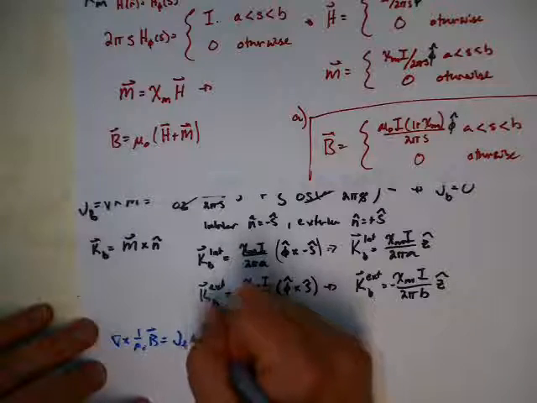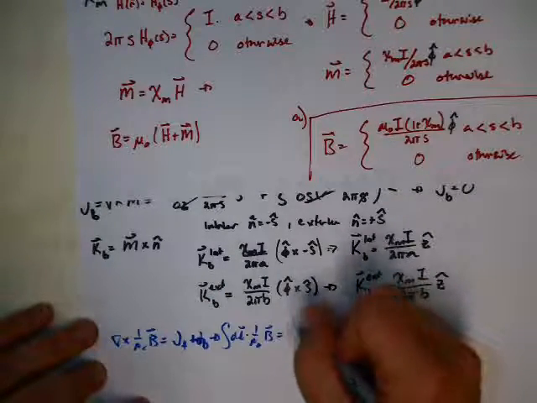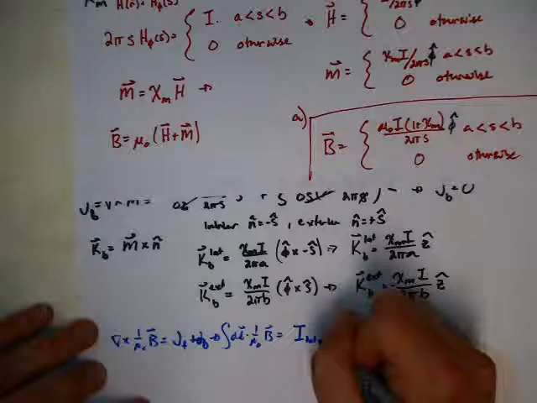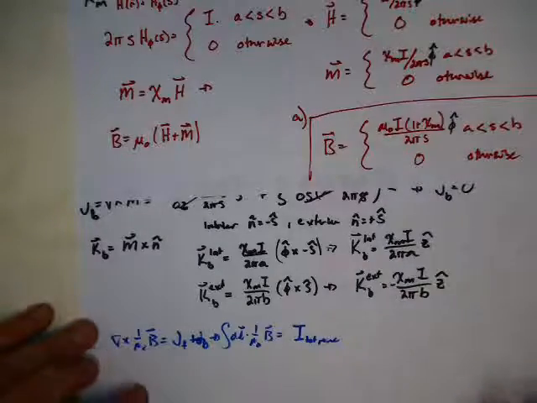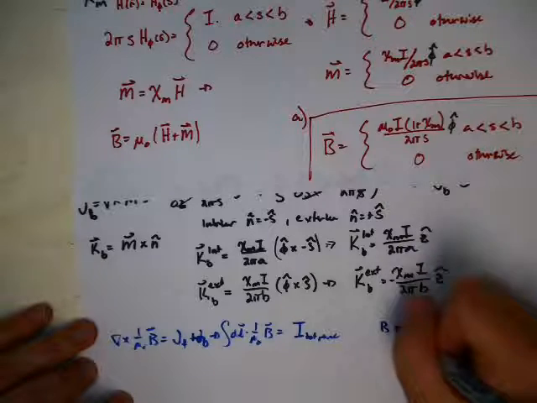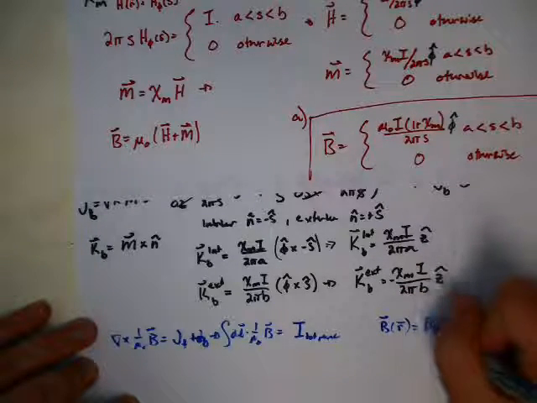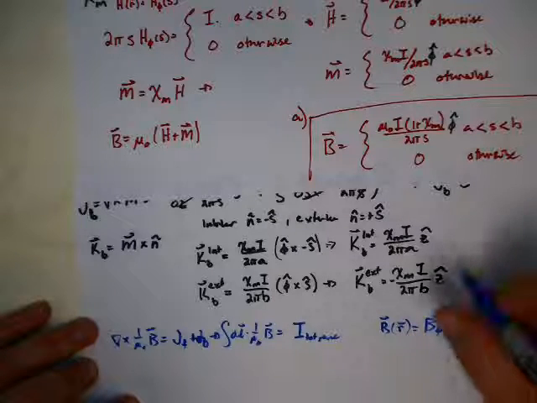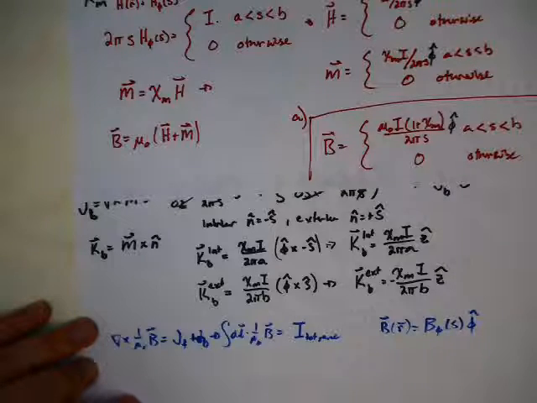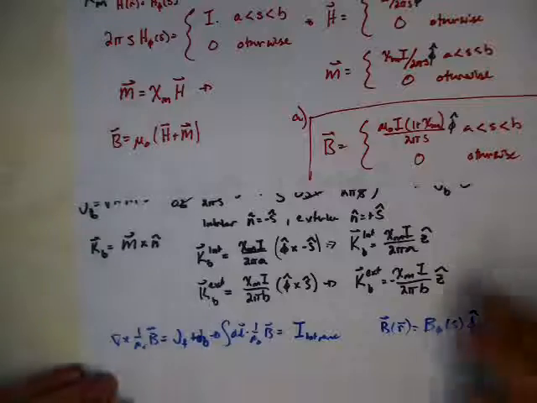That, of course, translates to the path integral of dl dot 1 over mu naught B is equal to J_F plus J_B, which is going to be equal to the total current enclosed. Now we have to figure out what the total enclosed is. We're going to use the same trick again. We're going to say that B is only going to exist in the phi hat direction because of symmetry. It will only depend on s.